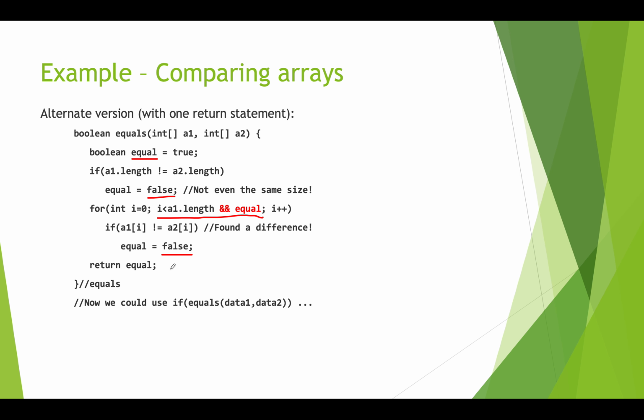And then at the very bottom of this method, we return equal. So equal will either be true if none of these things happened, or if any of these things happened, it will be set to false and we'll be returning the right value. And again, we call this using equals. Okay.